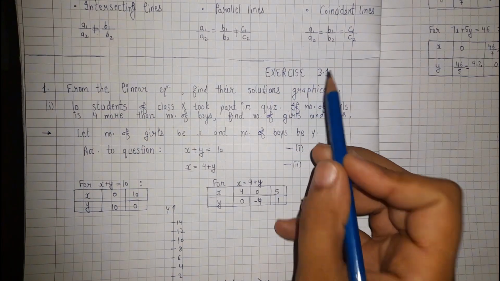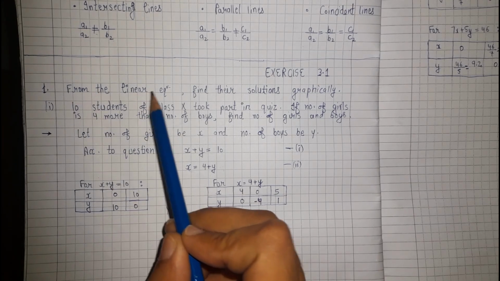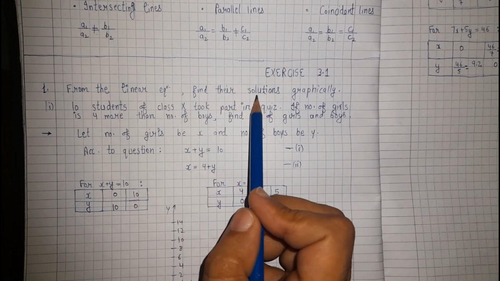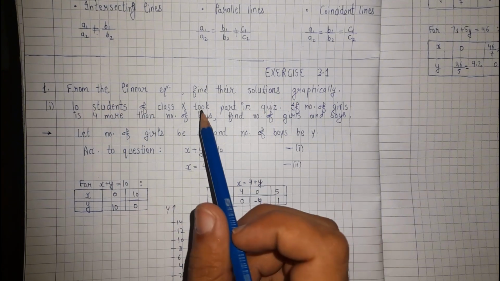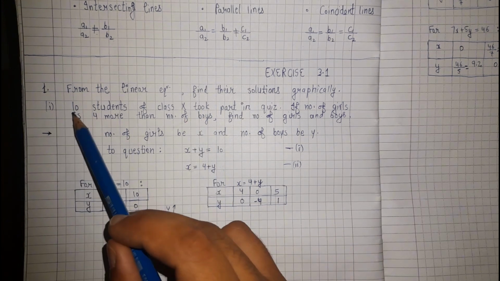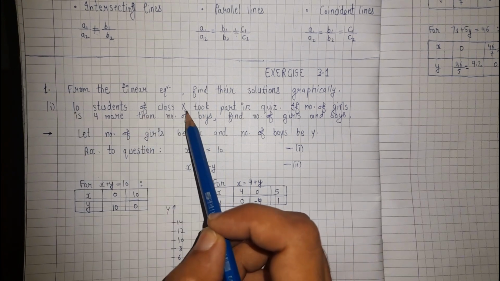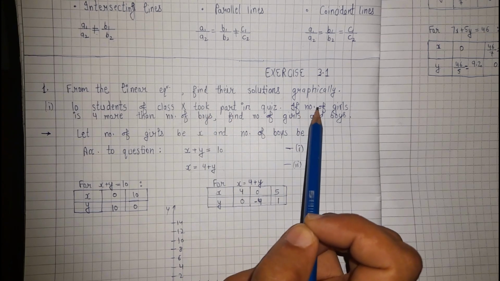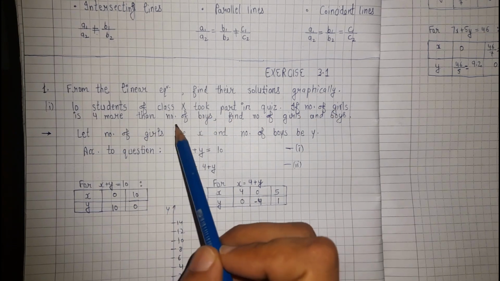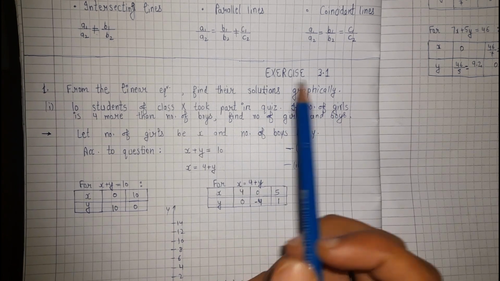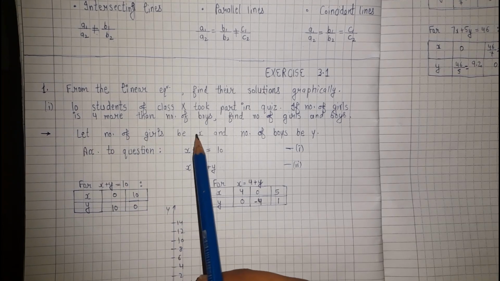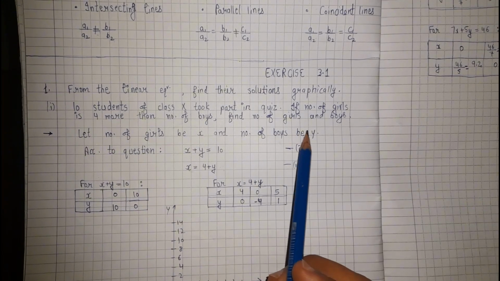Exercise 3.1, first question. From the pair of linear equations, find their solutions graphically. We have to find the solutions of the given equations. First part: 10 students of class 10 took part in a quiz. If the number of girls is 4 more than the number of boys, find the number of girls as well as boys. So now let the number of girls be x and the number of boys be y.